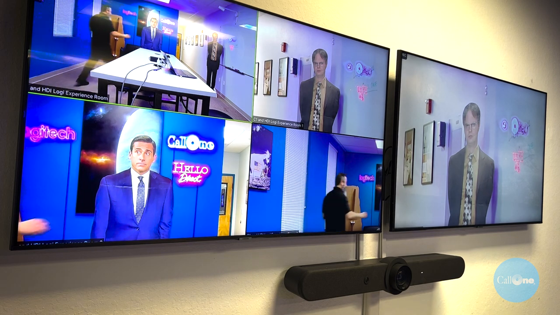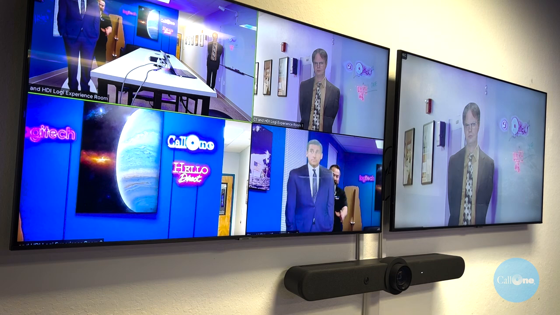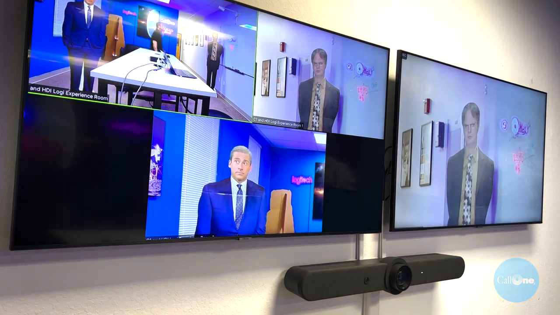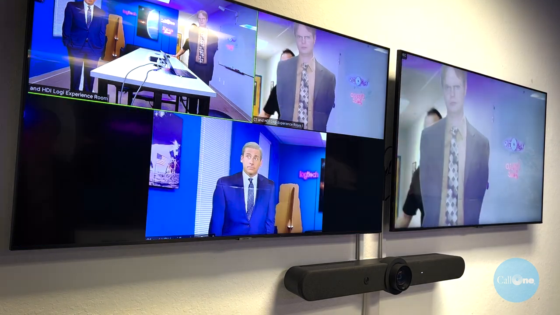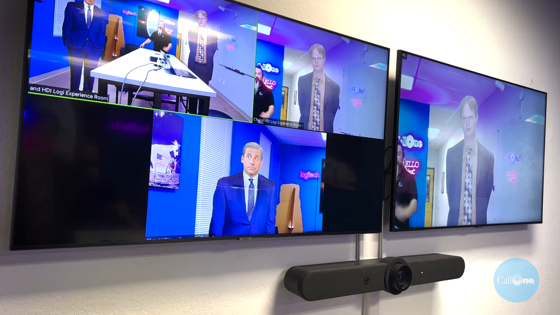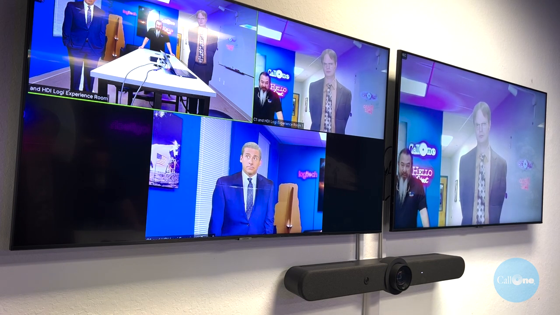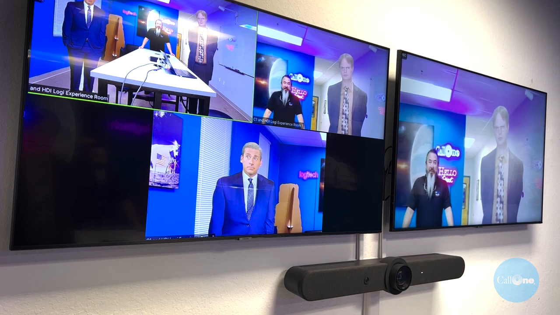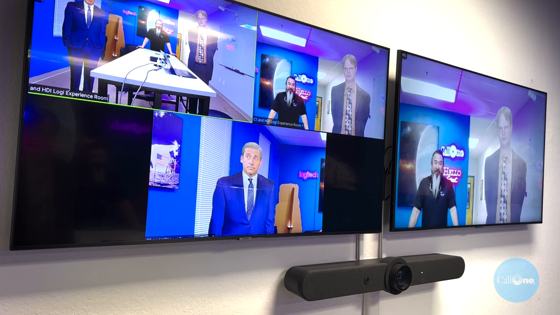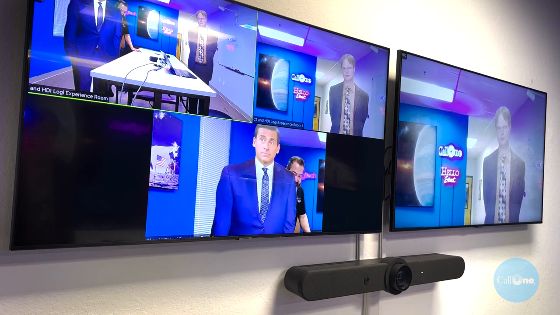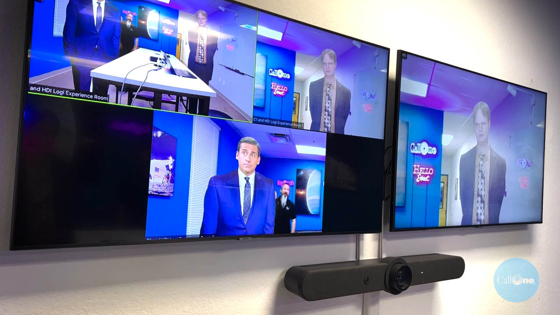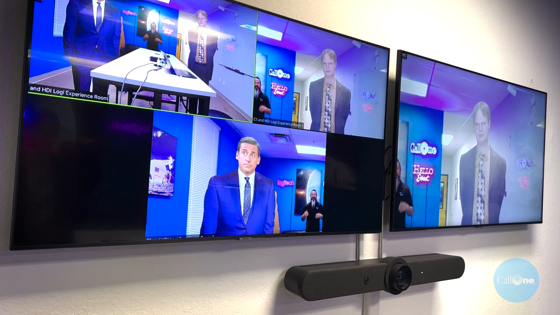And if things were to move around, I'm going to put Michael Scott over here now, and I'm going to move Dwight maybe over here, and then I'm going to come over here. And so now we are in different little areas of the space. So it's going to take Dwight and myself and put us in one frame, and it's going to take Michael Scott and put him in his own frame. But this is the multi-streaming option available with the Logitech Rally Bar and Zoom Rooms that we have set up currently.